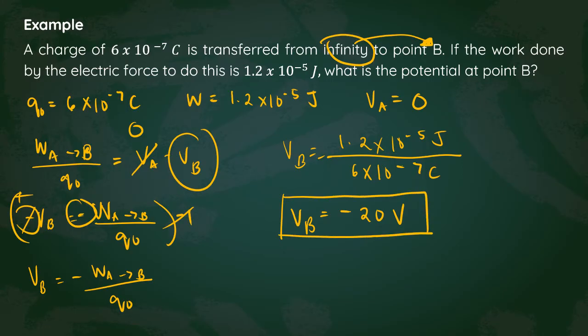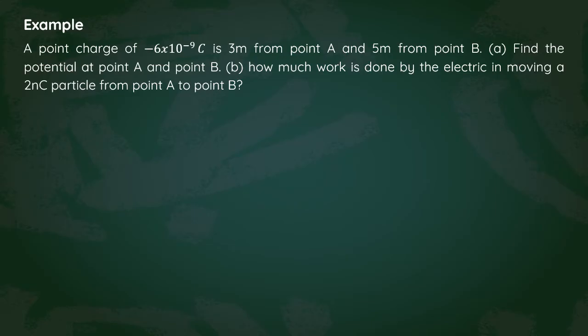Another example. A point charge of negative 6 times 10 raised to negative 9 coulombs is 3 meters from point A and 5 meters from point B. Find the potential at point A and point B and how much work is done by the electric charge, or how much work is done by the charge in moving a 2 nanocoulomb particle from point A to point B. So what are our given values here?